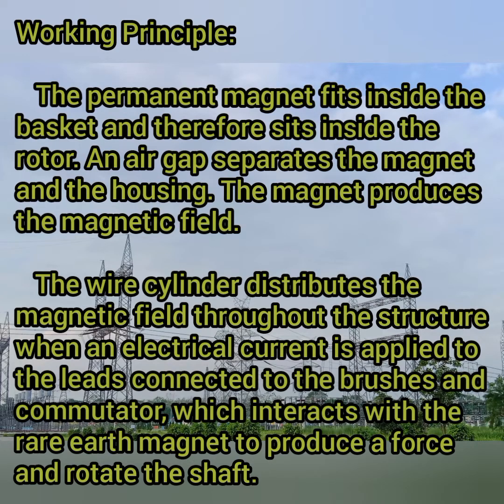Then working principle: the permanent magnet fits inside the basket and therefore sits inside the rotor. The air gap separates the magnet and the housing. The magnet produces the magnetic field. The wire cylinder distributes the magnetic field throughout the structure. When an electrical current is applied to the leads connecting to the brushes and the commutator, it interacts with the rare earth magnet to produce a force and rotates the shaft.